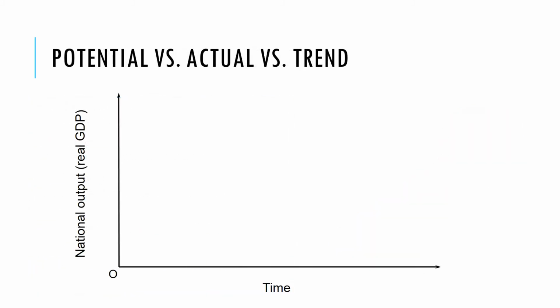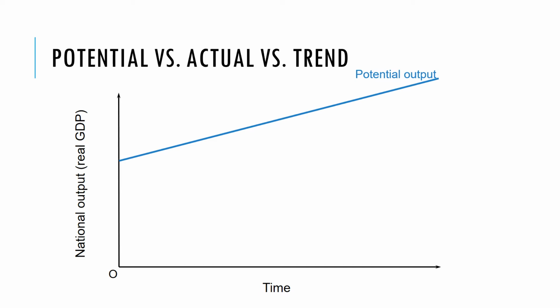Armed with this terminology, let's start to look at the difference between potential growth, actual growth, and trend growth. On this chart at the bottom, we've got time along the x-axis, and we've got national output or real GDP along the y-axis. And we might illustrate potential output like this, saying this is the maximum potential output of the economy, the PPF limit, if you like, or the productive capacity of the economy. And here we can see that is generally rising over time as we can potentially produce more.